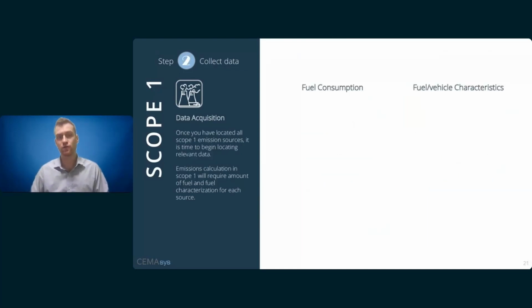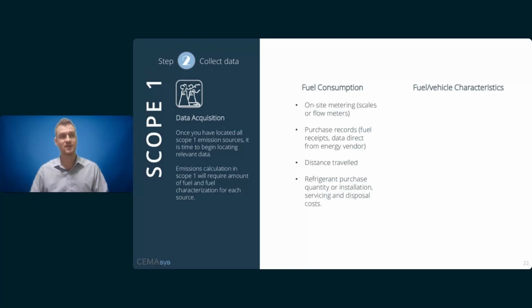So there are a few different ways to acquire your scope 1 data, and we've listed a few here. Overall, you'll need to gather information on both fuel consumption and fuel and vehicle characteristics. To get data for fuel consumption, you can look at sources like your company's on-site metering, purchase records, records of distance traveled in vehicles, and your refrigerant purchase quantity for knowing how many refrigerants were released in the reporting period.